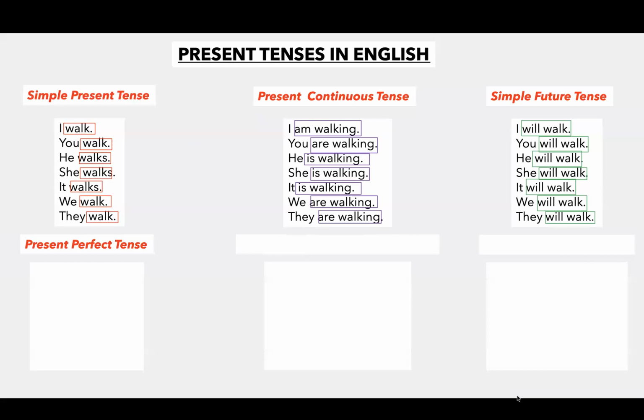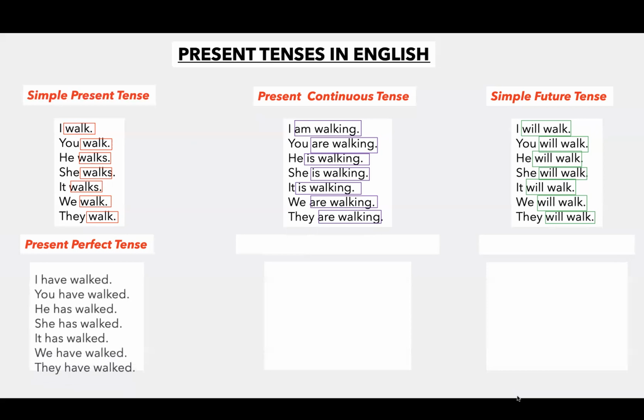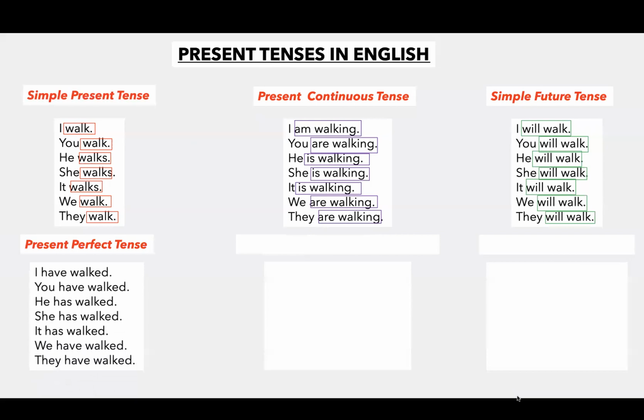So don't feel confused because when it comes to the writing or speaking sections of the international tests of English like IELTS or TOEFL, I will focus on this. So you need to remember this. Present perfect tense. With the subjects I, you, we, they, we use have. With the subjects he, she, it, we use has. And then we use the past participle of the verb. So past participle means verb 3.